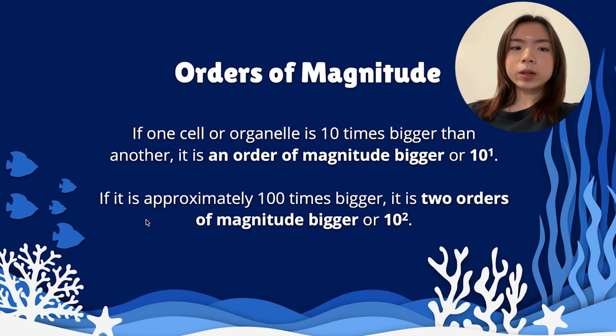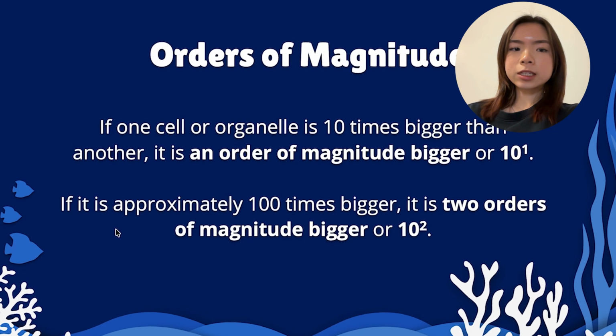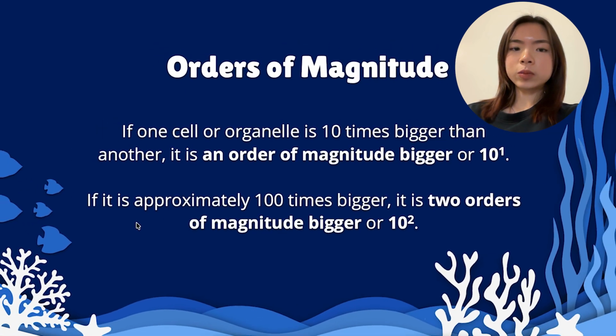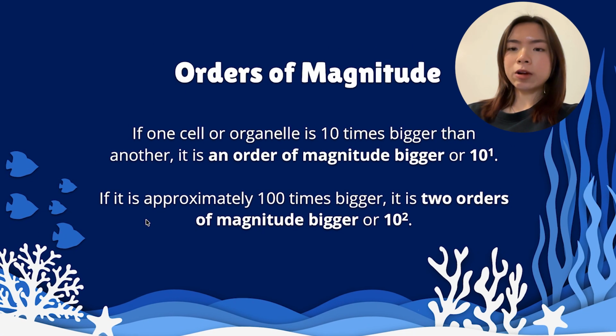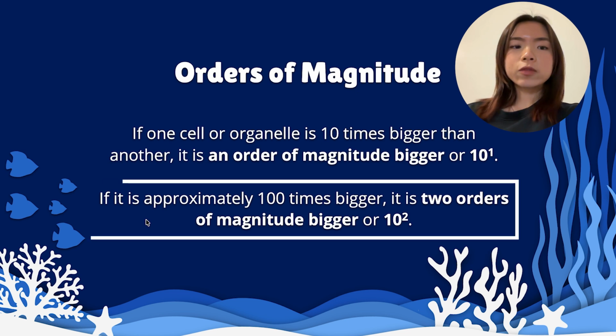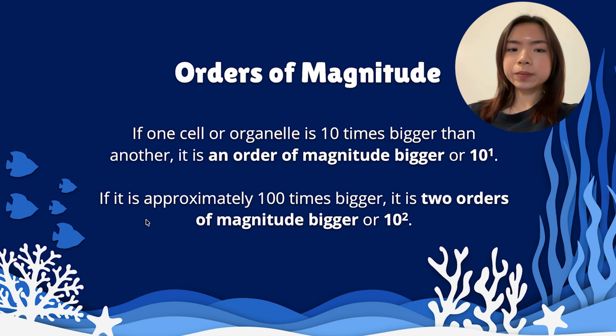So, for example, if we have one cell or organelle, which is what we would normally use to describe orders of magnitude, and if one cell or organelle is 10 times bigger than another, it is considered to be an order of magnitude bigger, or 10 to the power of 1. If a cell or organelle is approximately 100 times bigger, then it is 2 orders of magnitude bigger. Or this can also be described as 10 to the power of 2.